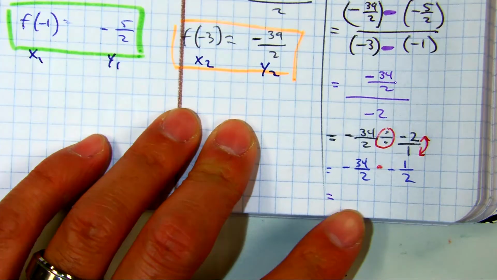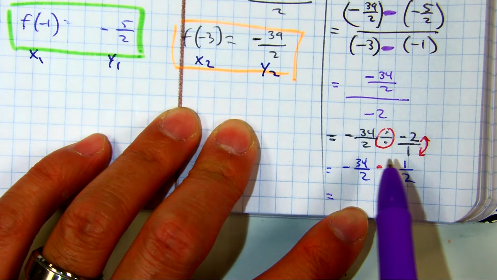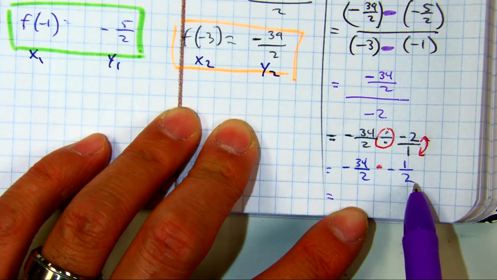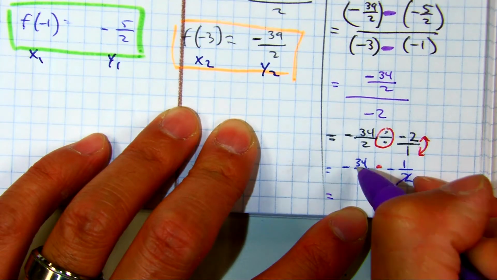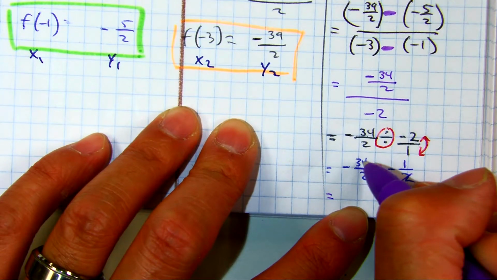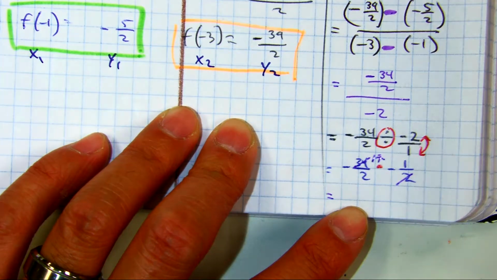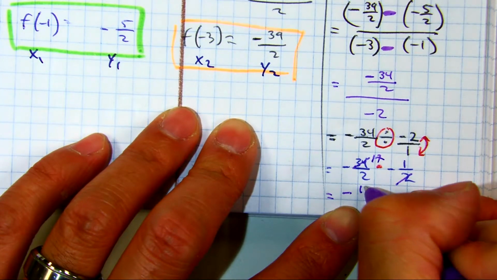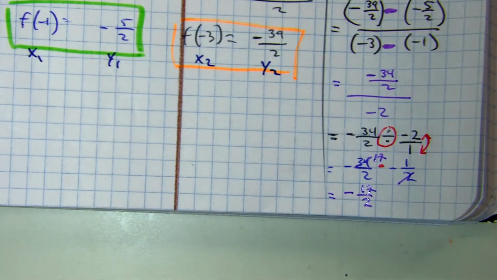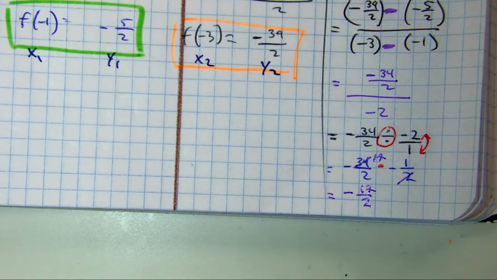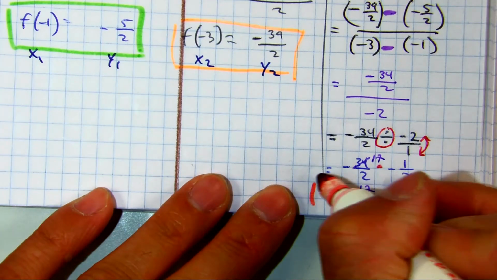Negative times a negative is what, class? You can do 34 over 4. Or at this time you can also cross cancel. I'm canceling 2, so this is 2 times 17. I'm canceling out the 2's, so you get negative 17 over 2. What is the average rate of change given the cubic function? Negative 17 over 2.